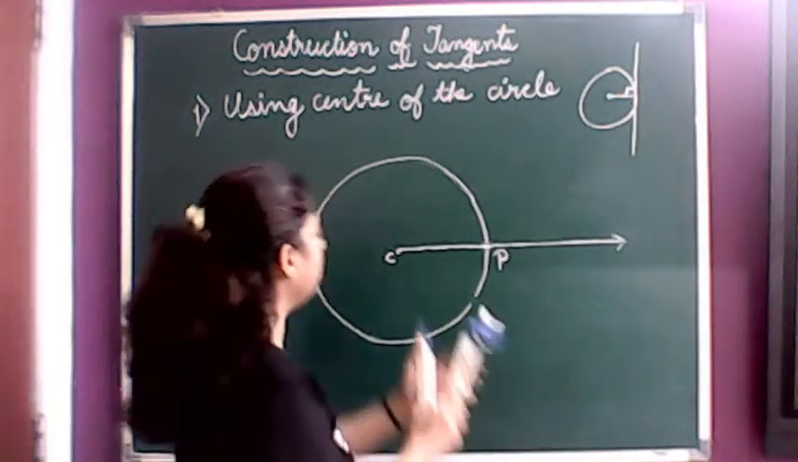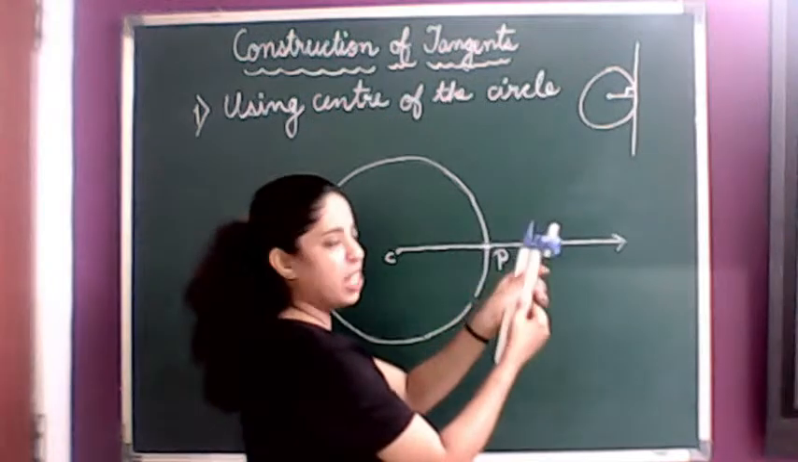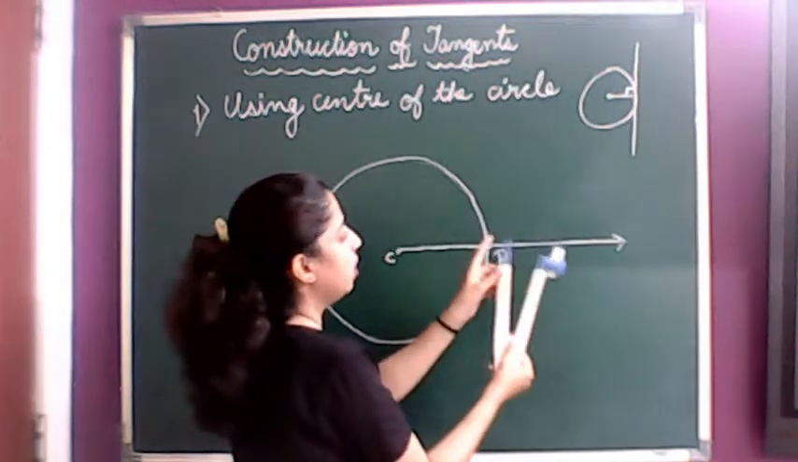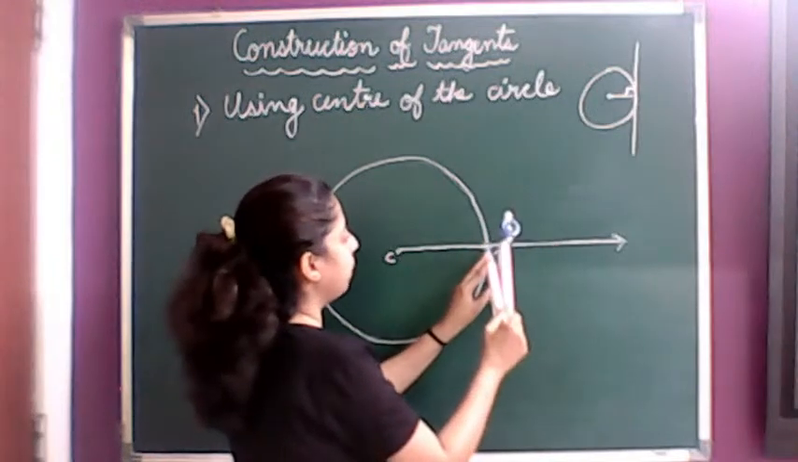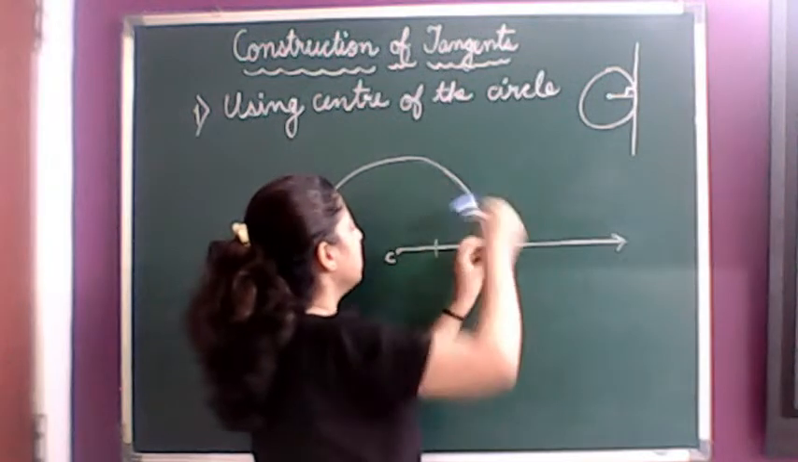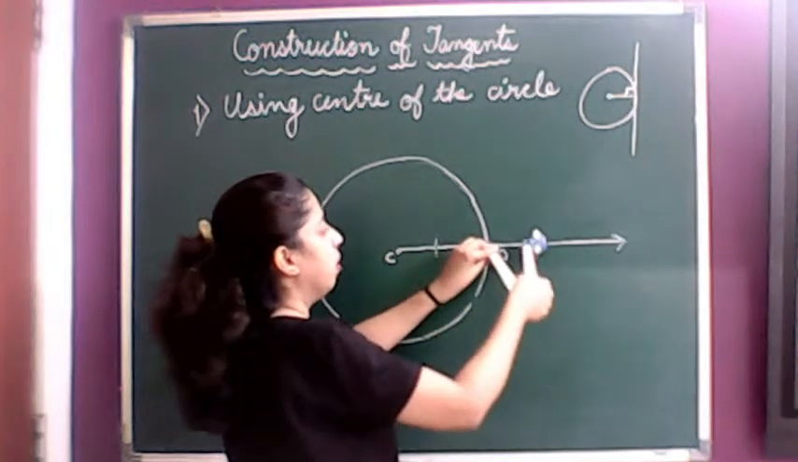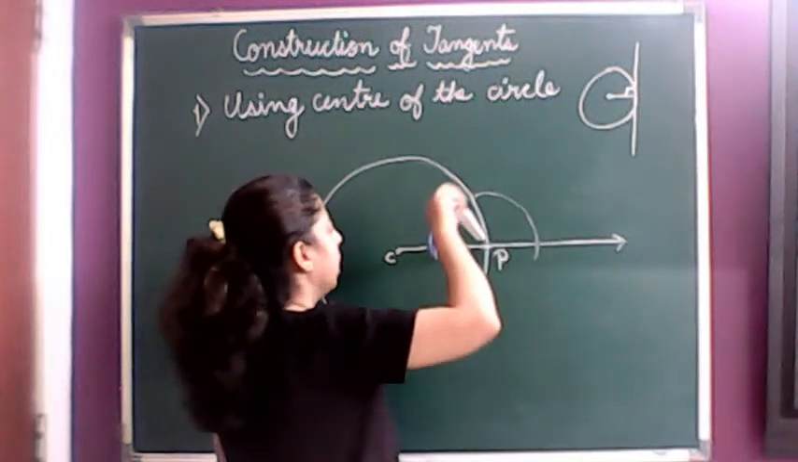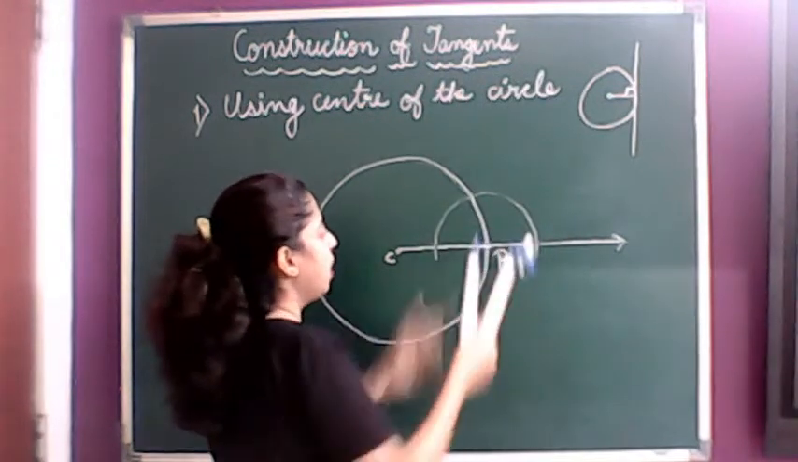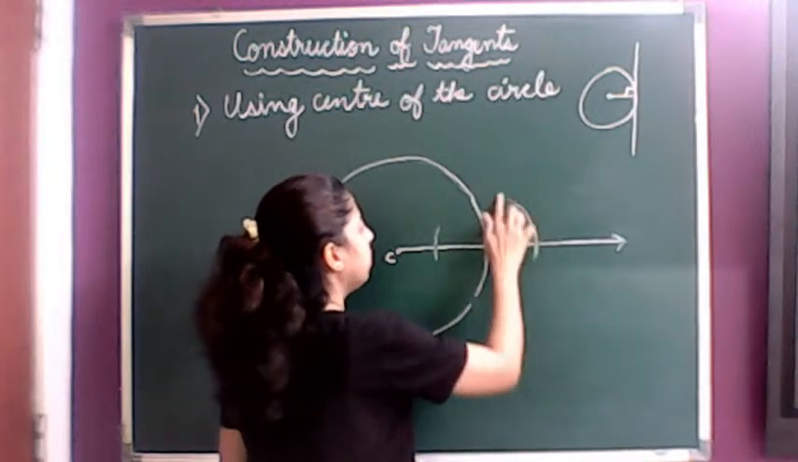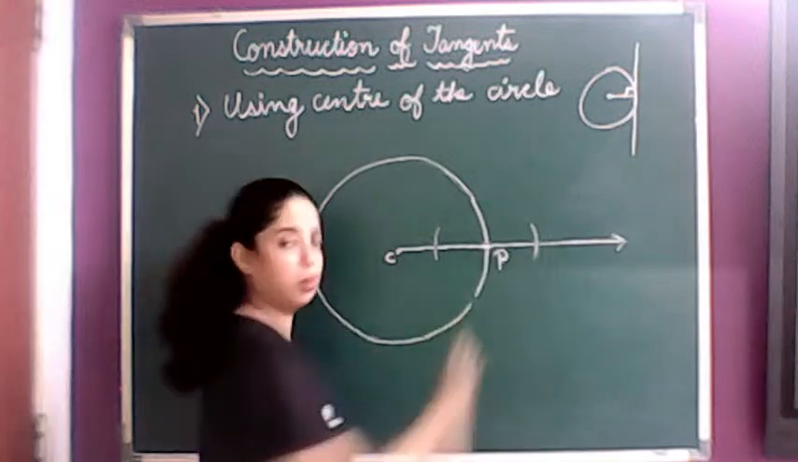Ujjwala, you are there with me. I will change this and take a small measure. Keep the pointer at P and cut this ray at two different points. Or else you can draw the full arc like this, but instead of drawing the arc, you can cut it at two different points. It will look neat. This is how you make two different points.